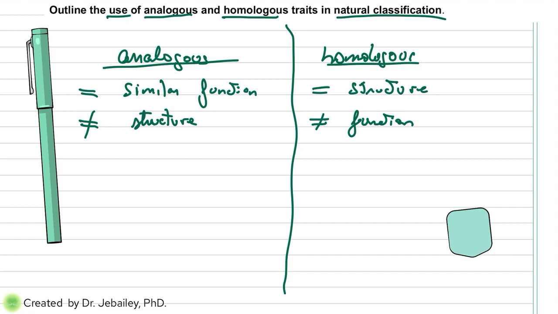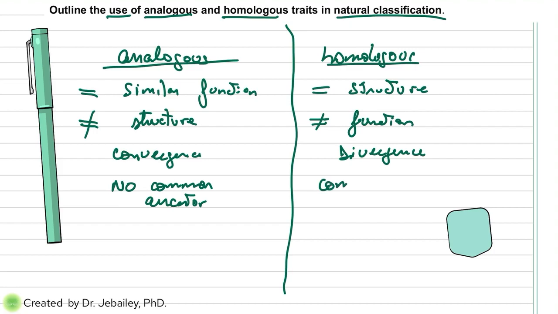This one is more of a convergence, and this one is more of a divergence. This one has no common ancestor. These ones do have a common ancestor.